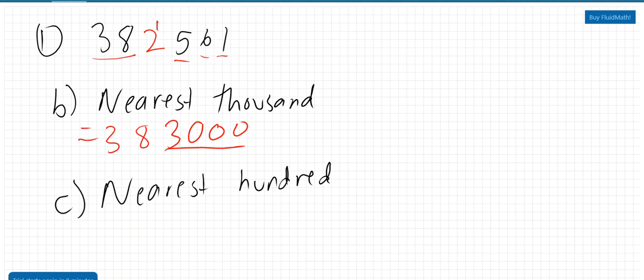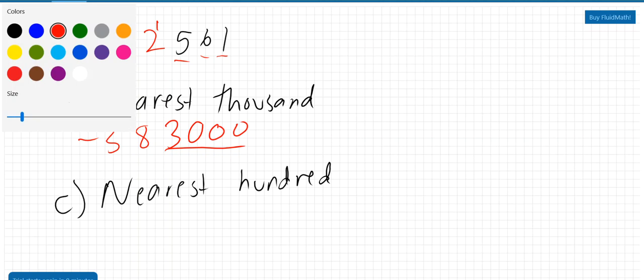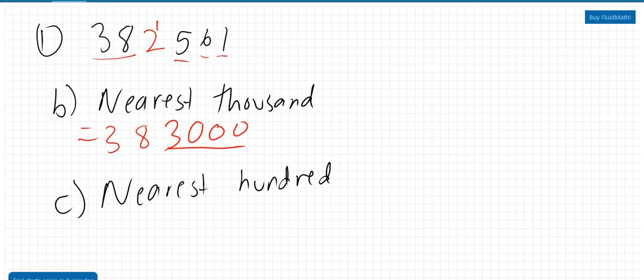The next one is to the nearest 100. Once again, I'll just change my color. We'll go blue. Okay, so nearest 100, go to the hundreds column. So ones, tens, hundreds. There's my hundreds column. So I've got 561. So everything before it is going to be there. So I've got 3, 8, 2. Now I'm going to check and see, am I going to round up or round down?